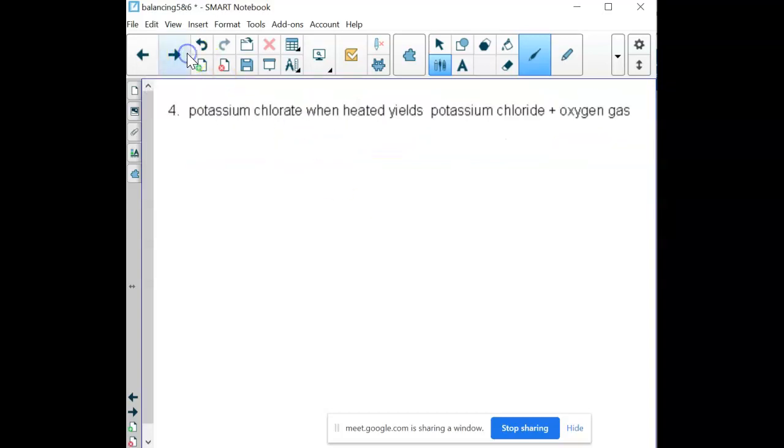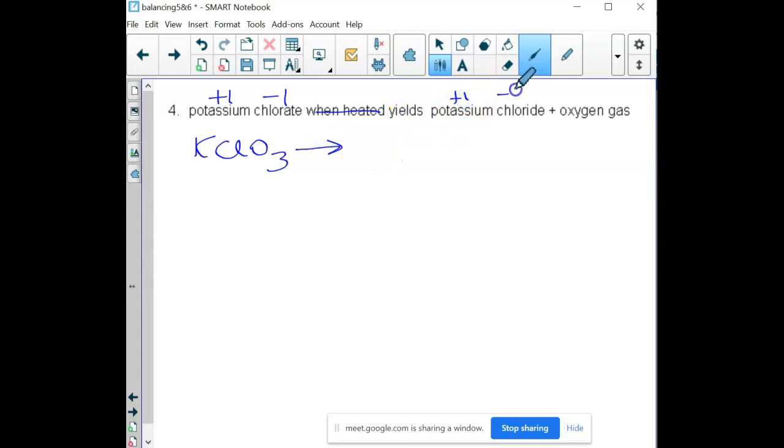Okay, on to number 4. We have potassium, which is a +1, and chlorate, which is a -1. So when they're the same numbers, remember we just squish them together. But chlorate is ClO3, different than chloride. Chlorate is ClO3. When heated, it's just descriptive. We don't need it for this unit. Okay, so that just means an arrow because we get to yields.